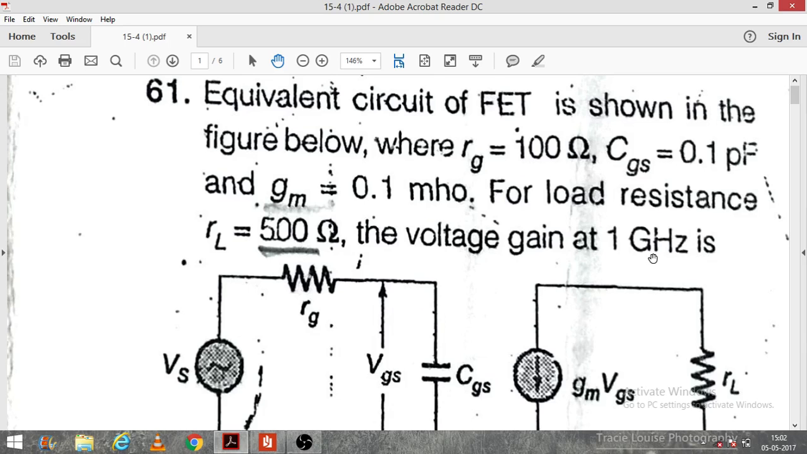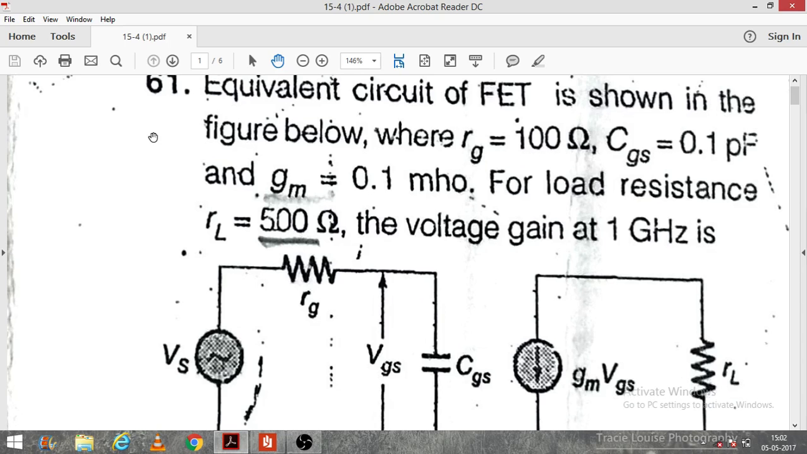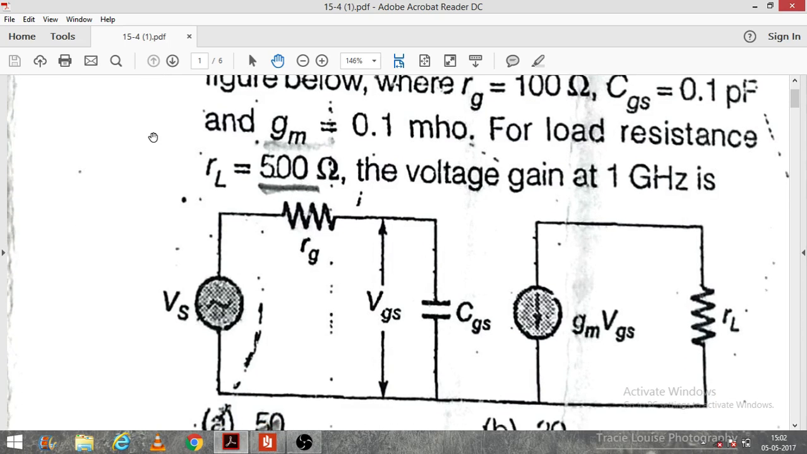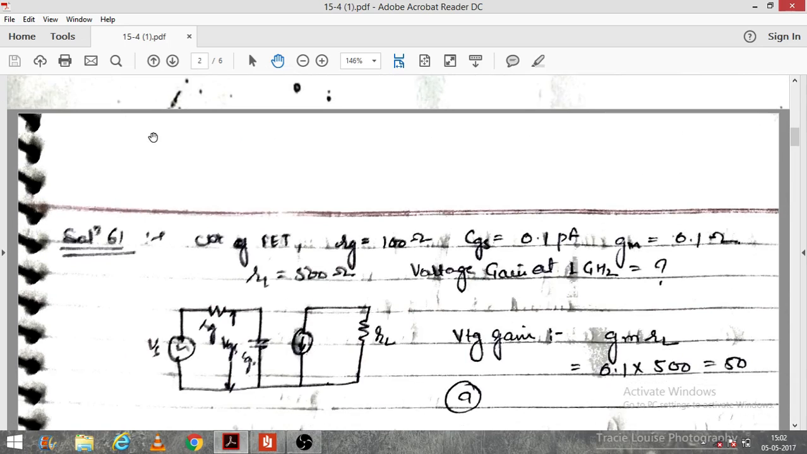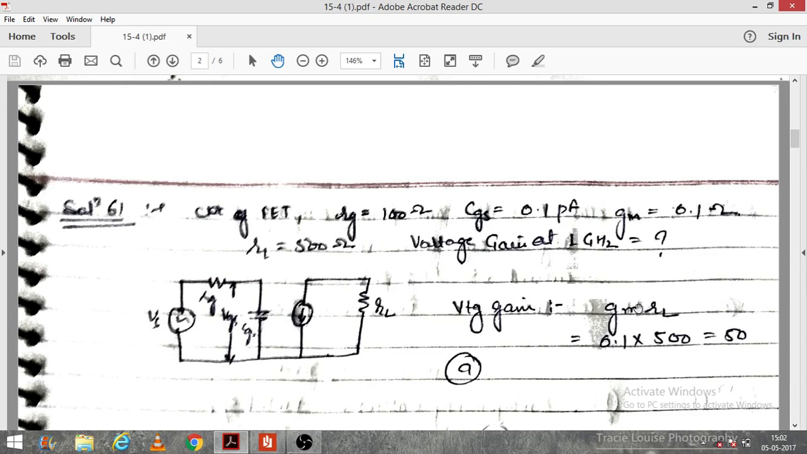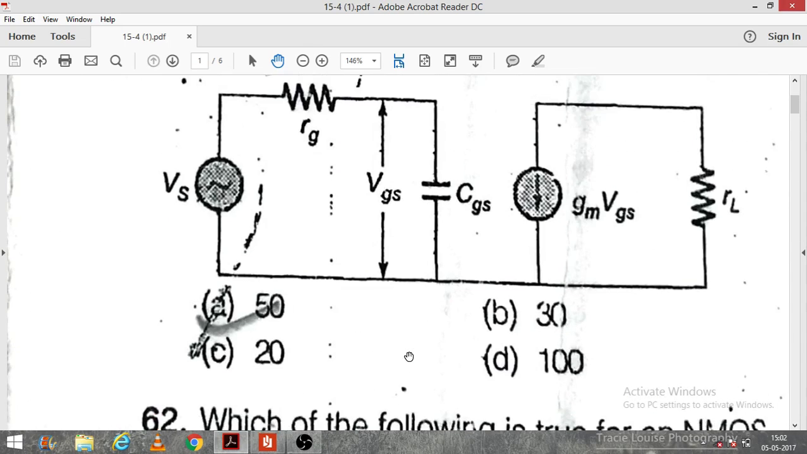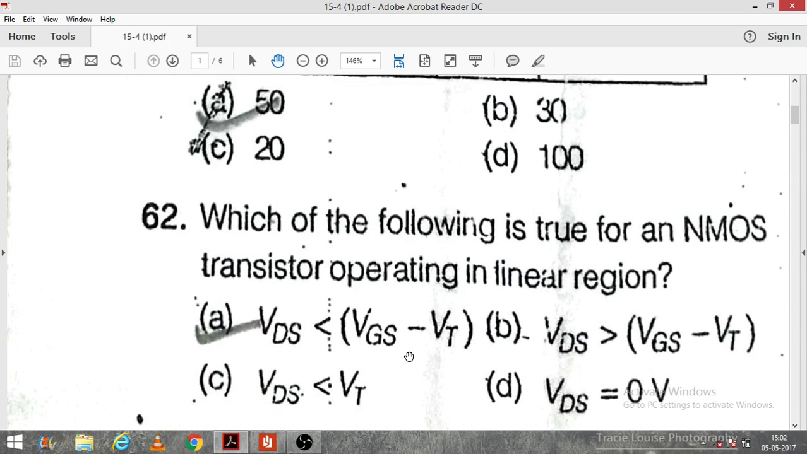Now we know that voltage gain is equal to Gm into RL. By putting Gm into RL, we can easily get the value of the voltage gain. Now this is the simple solution. Gm into RL, 0.1 into 500, that will be equal to 50, and the option will be A.